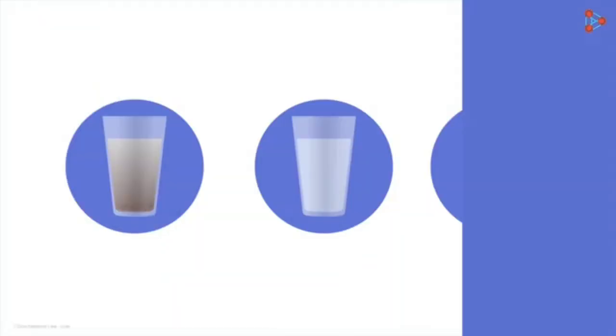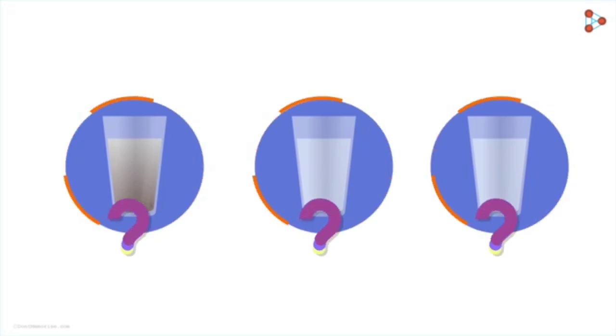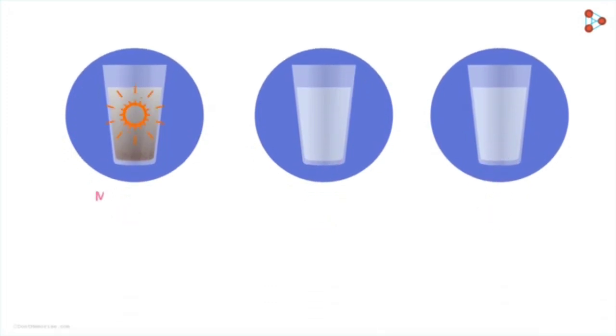mixture. In front of you, there are 3 glasses of water. In one of them, we've added mud. In the other, we've added salt. And in the third, we've added sugar. Can you identify which glass has which mixture just by looking at them? Yes, you can easily identify the muddy water. But what about the other 2? We can't differentiate between the other 2 as both the mixtures look just like water.